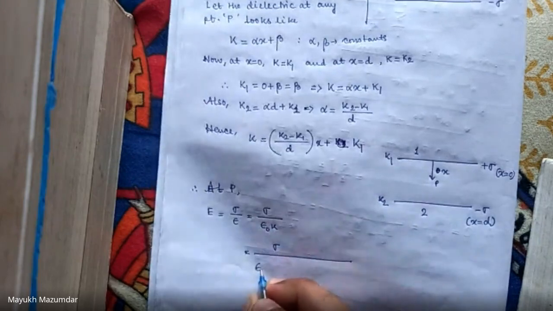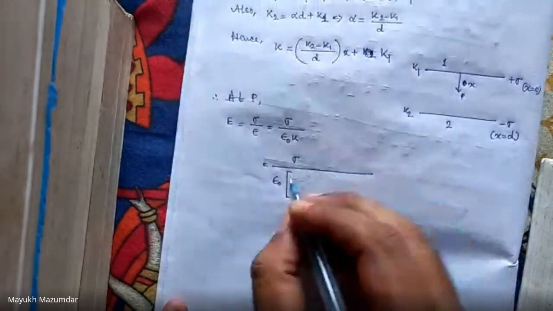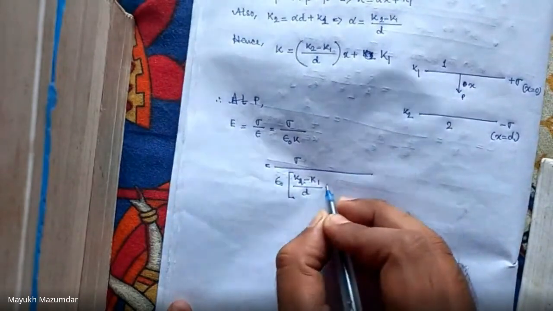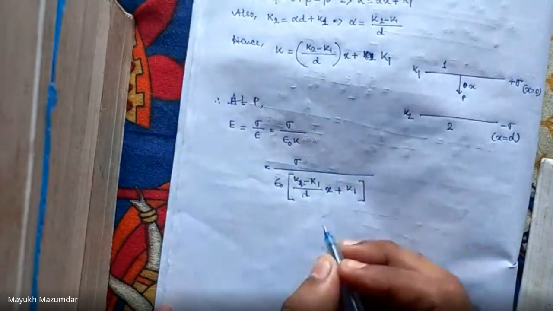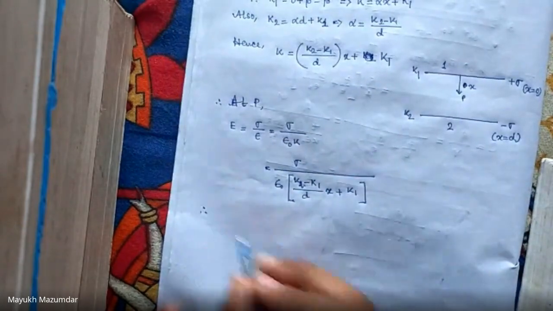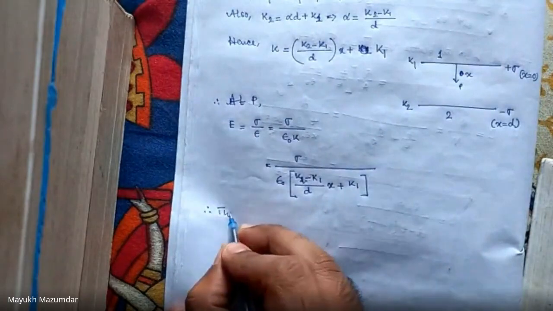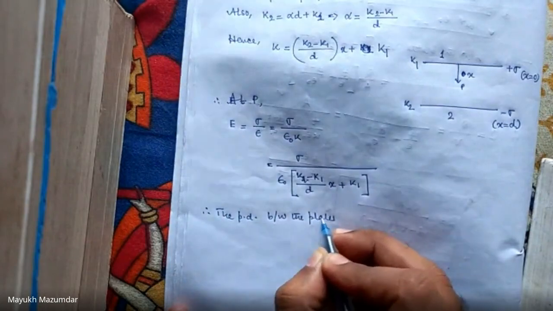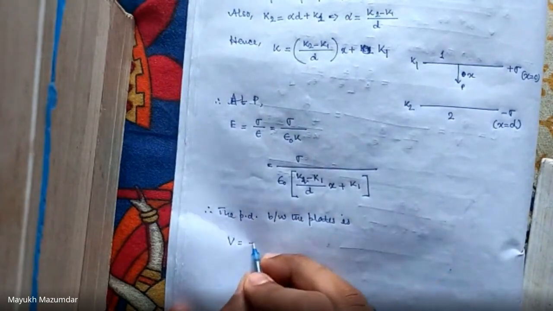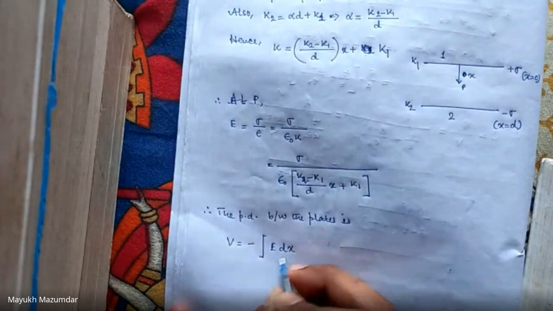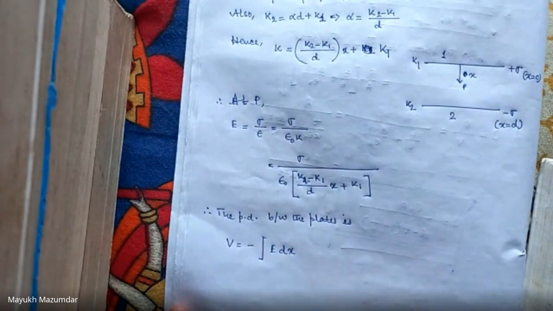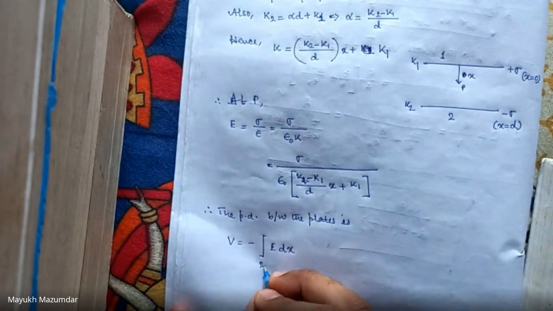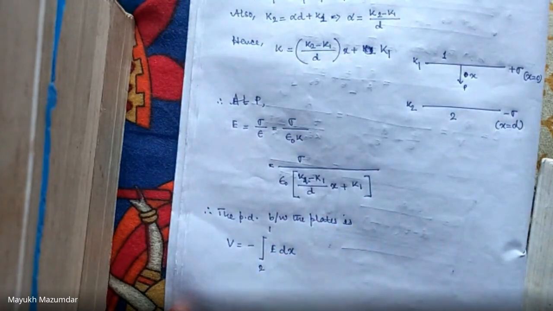So put the value K equals K2 minus K1 by d times x plus K1. Therefore, the potential difference between the plates is the integral of E dx. E dot dx, no matter, no problem. x and E are along the same direction. They're parallel from plate 2 to plate 1.